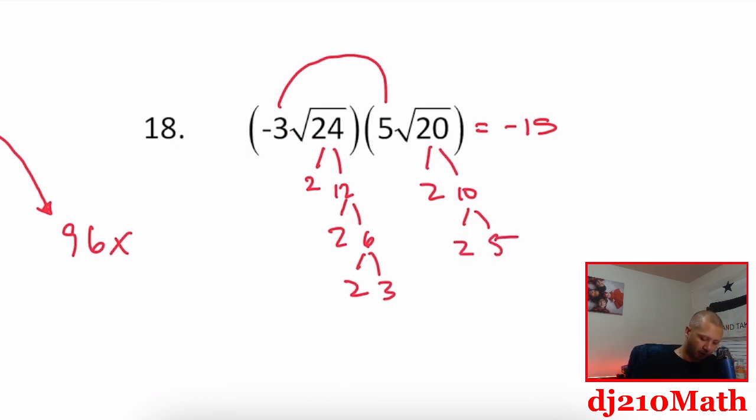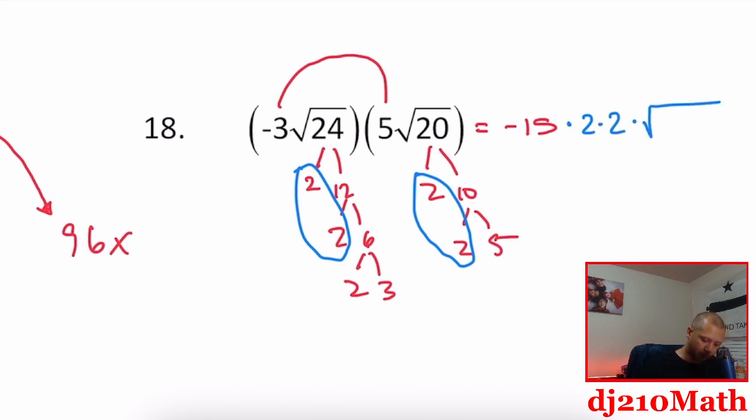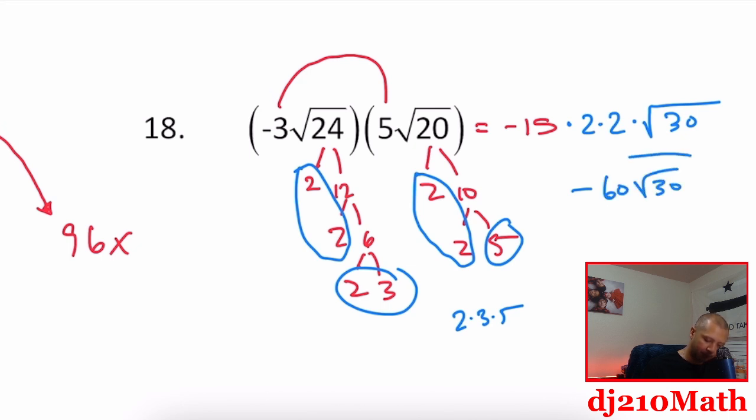now we just circle all the pairs, because they're going to be underneath the square root anyway. So here's a pair. Here's a pair. So that's going to be a 2, another 2. And then inside the square root, what's left? 2 times 3 times 5. So 10 times 3 is 30. So outside we have negative 60 root 30.